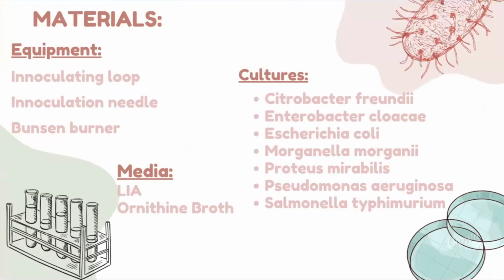Materials. For the equipment, we used an inoculating loop, an inoculating needle, and a Bunsen burner. For the cultures, we used Citrobacter freundii, Enterobacter cloacae, E. coli, Morganella morganii, Proteus mirabilis, P. aeruginosa, and Salmonella typhimurium. For the medium, we used LIA and ornithine broth.